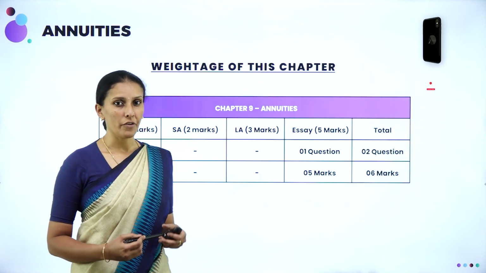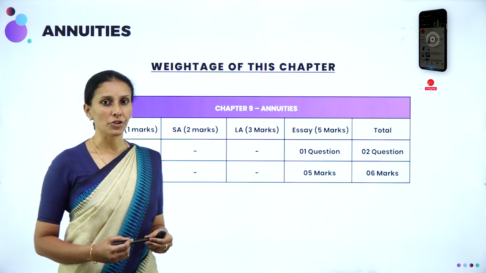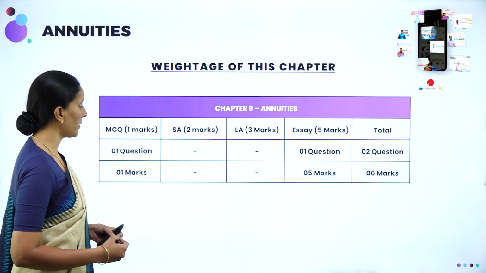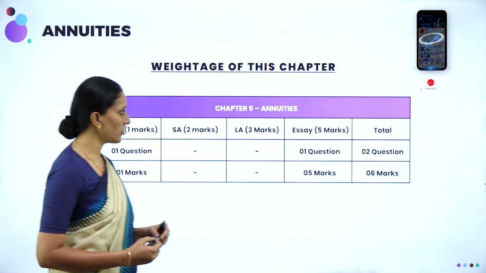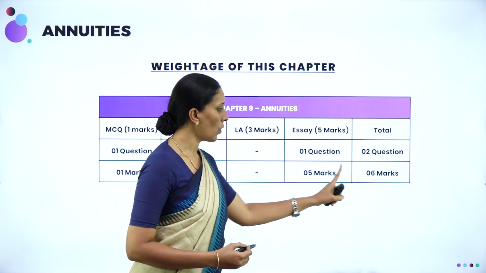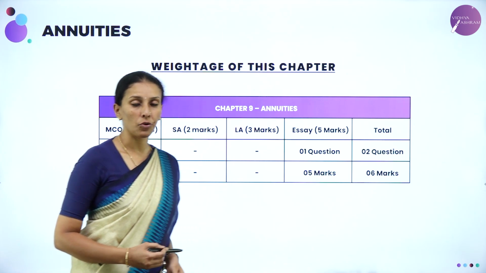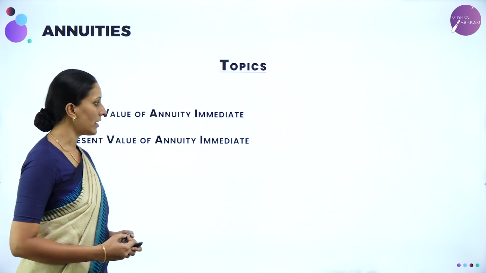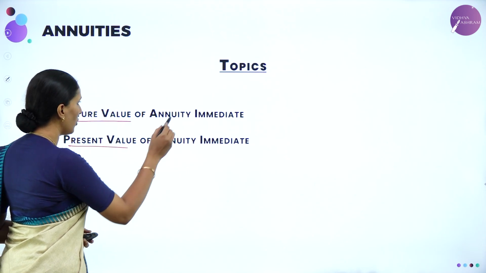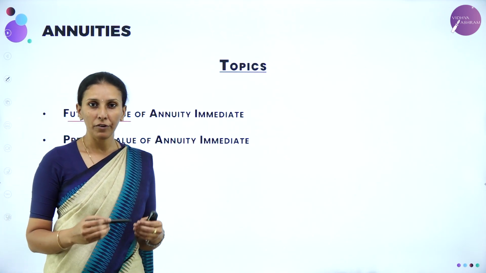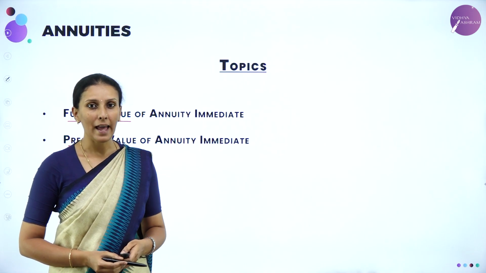So in this session we are going to study the weightage of marks distribution from this chapter. From the chapter Annuities, you will be having one multiple choice question and one question for 5 marks. Overall, 2 questions, in total 6 marks. And in this session, we are going to study about the future value and present value of an annuity immediate. Before that, let us see what do you mean by annuity.